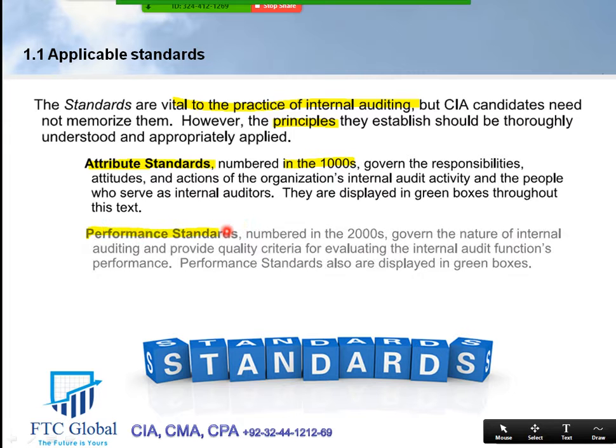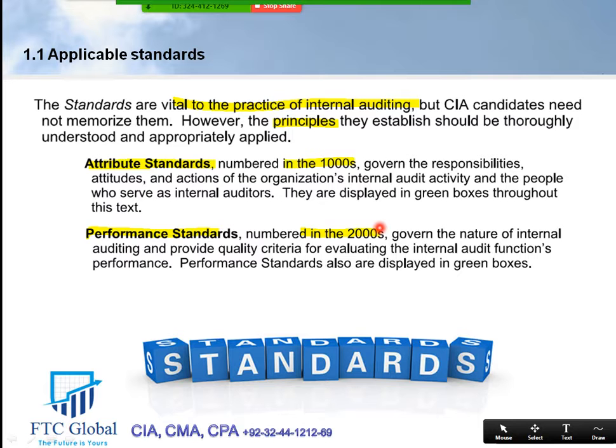The second standards is the performance standards. They are numbered in 2000. You do not have to learn or memorize any number. You will see I'll solve hundreds of questions and there will be no need to memorize any standard number. You just need to understand the essence of these standards. No memorization is required. So these performance standards govern the nature of internal auditing and provide quality criteria for the evaluation of the internal audit department, how well they have performed.